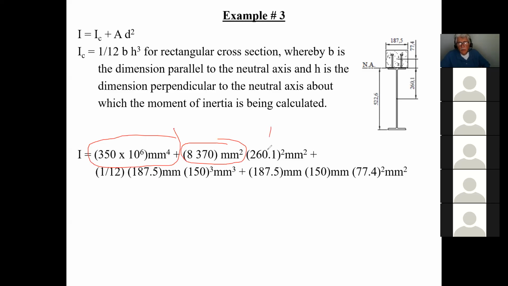And of course, this is D squared, which happens to be the distance from this centroid to your neutral axis. That's D squared. And of course, here you need to calculate it yourself. So this is 1/12 the base, which is 187.5, times the height, which is 150. I should have put the height here. This, if you remember, was a 150 millimeter thick, 6-inch slab. And of course, the area, 187.5 times 150, times the distance squared, 77.4. And now I've got all my values.